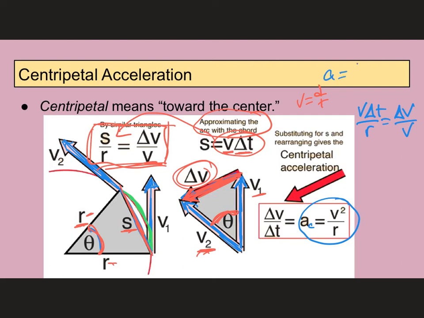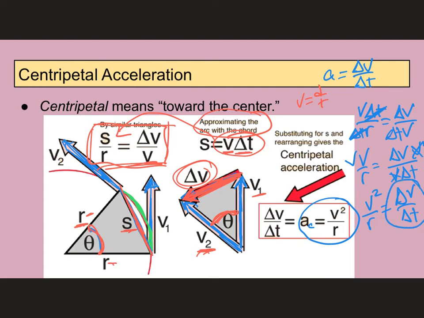Recall that our definition of acceleration is delta V over delta T, so I'm going to divide both sides by delta T, which is going to cancel them out over here. So I get V over R equals delta V over V delta T. I'm going to multiply both sides by V. What I end up with is V squared over R equals delta V over delta T. This right here is the definition of acceleration. So our acceleration is equal to V squared over R. And this is, of course, just for centripetal acceleration. So the speed squared divided by the radius.